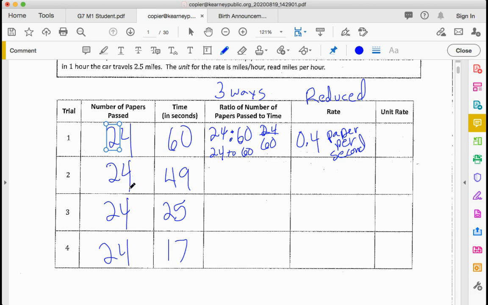Now, let's go to this one. The second time you did it, you only took 49 seconds. We could do it the 3 different ways again. What's 24 divided by 49? Raise your hand when you have it in your calculator. 24 divided by 49. Chaz, nice and loud. And we're going to round it to the nearest thousandth. So it would be 0.49. 0.4.